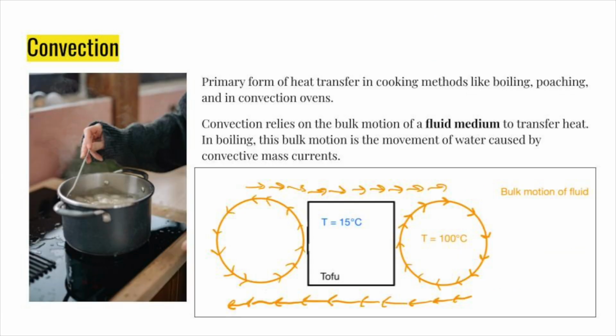Next is convection. Convection is normally encountered in the form of boiling water or in convection ovens. Convection is the transfer of heat via a moving fluid medium. Here, the key difference from conduction isn't just the use of a fluid medium, but heat transfer due to the bulk movement of the fluid medium.